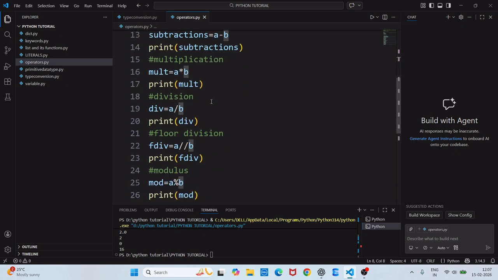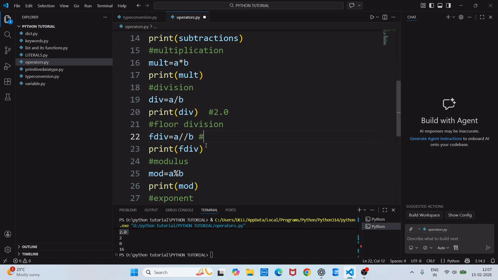Now let's look at floor division. What will floor division do? Floor division will remove the decimal part. You can see these two, division and floor division. Division will return the decimal part, so you will get 2.0 as the answer. And in floor division, you will get 2 only, because floor division removes the decimal part.